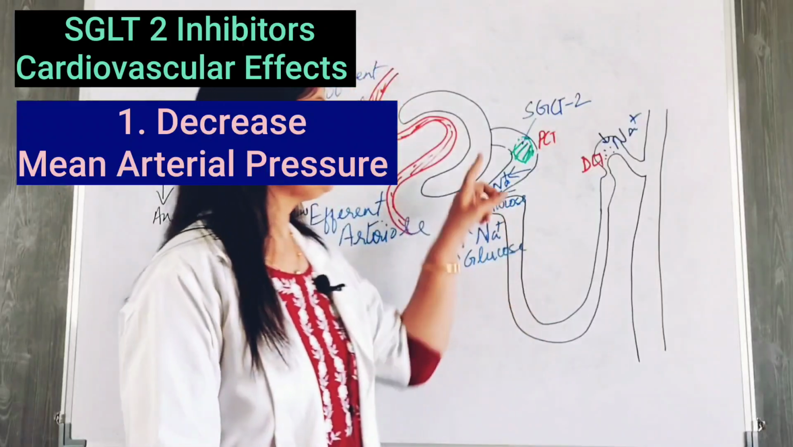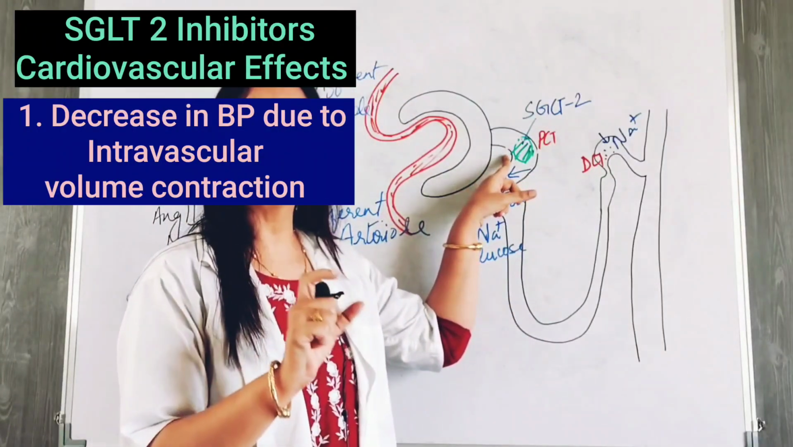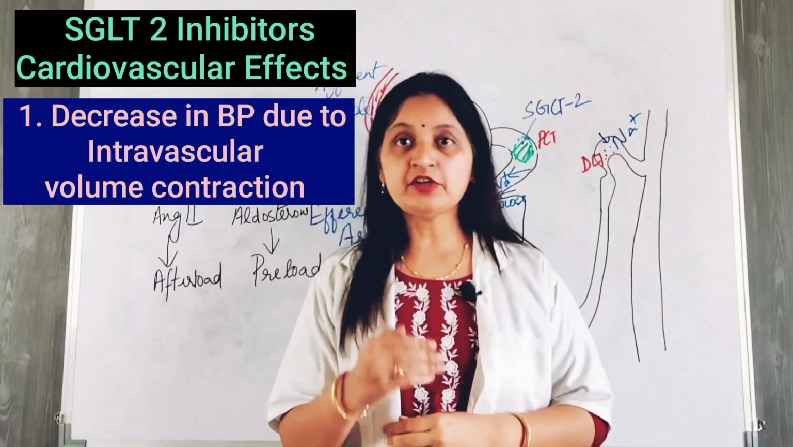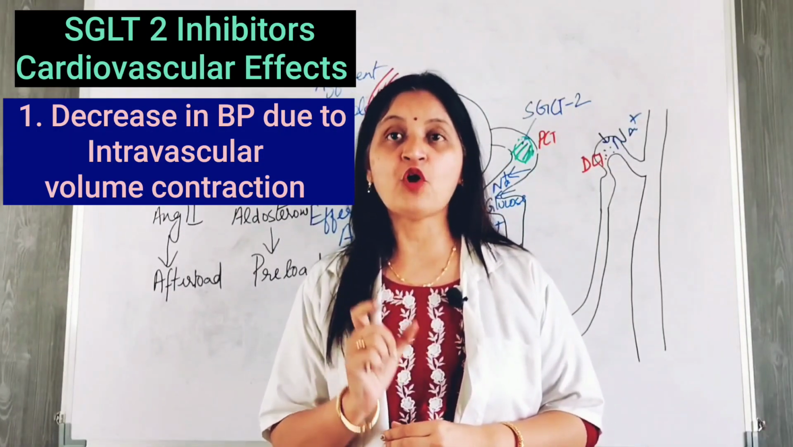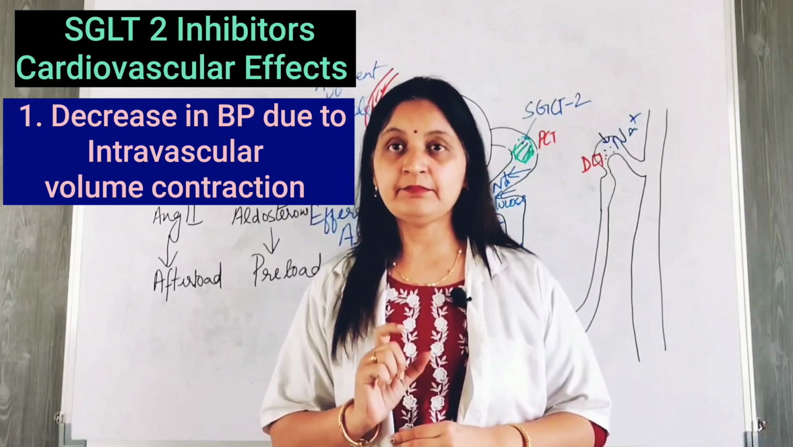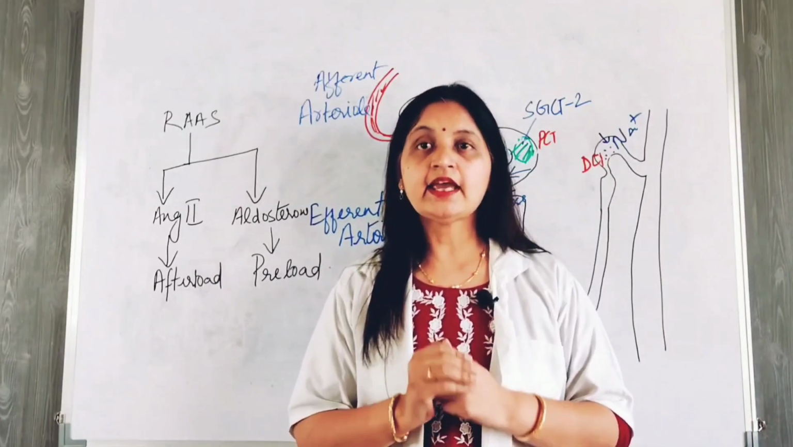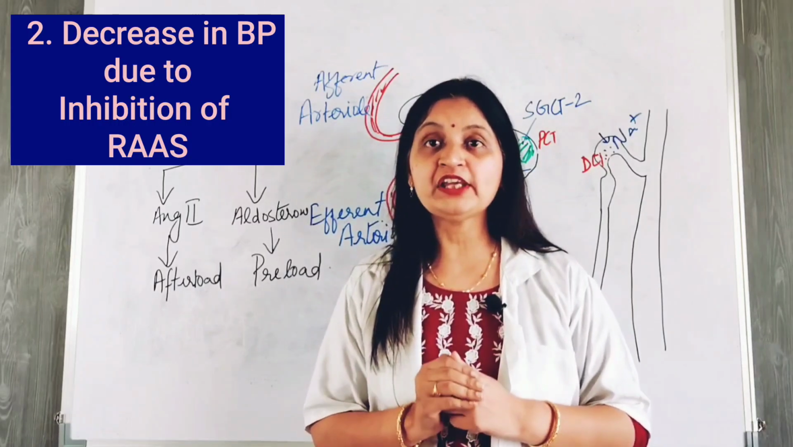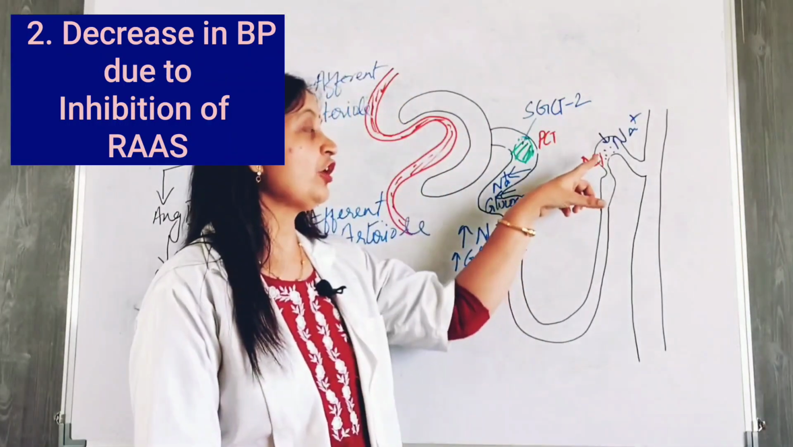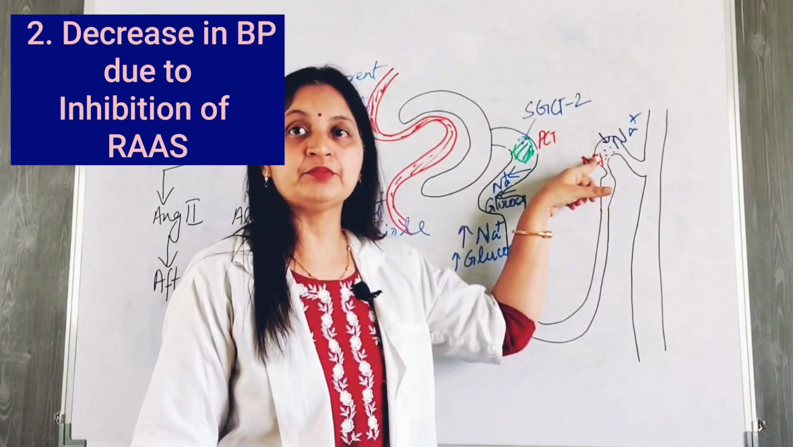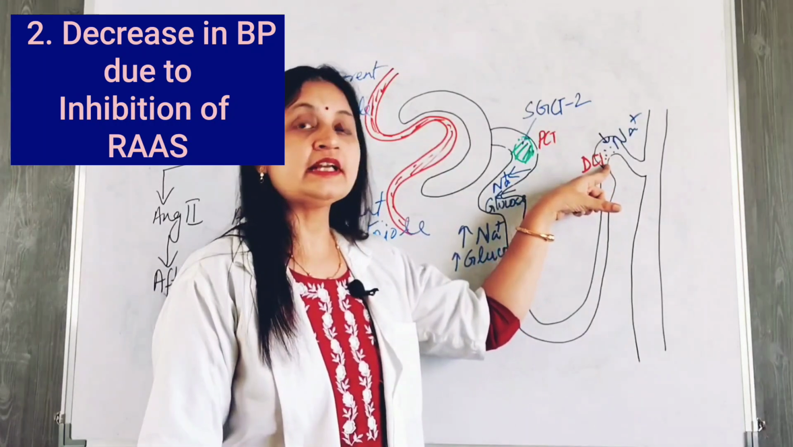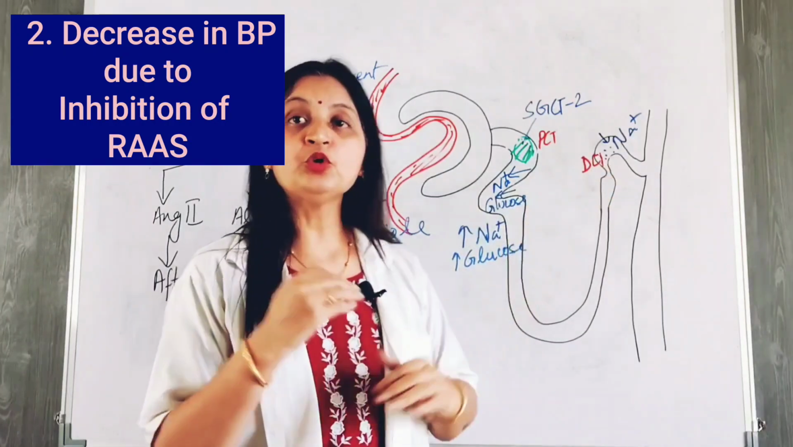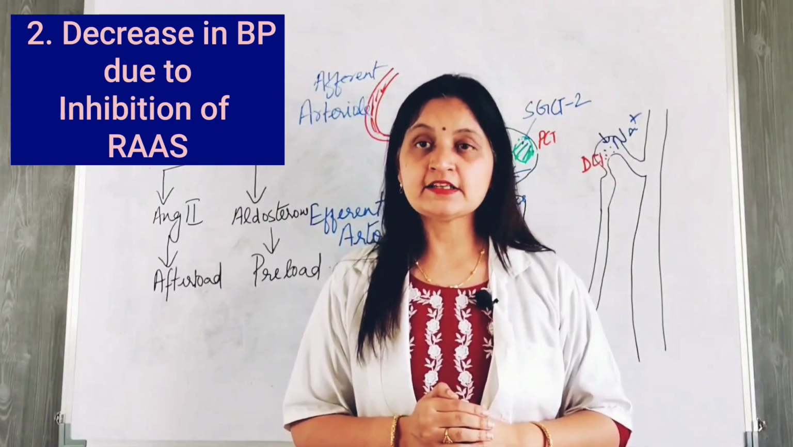As we have seen here, SGLT-2 inhibitors, by inhibiting the sodium glucose cotransporter, cause natriuresis, and increased natriuresis can cause intravascular volume contraction and decrease in blood pressure. Secondly, the SGLT-2 inhibitors, by inhibiting the sodium glucose cotransporter, cause natriuresis and increased delivery of sodium chloride to the distal convoluted tubule. In the distal convoluted tubule, there are specialized cells known as macula densa cells. These specialized cells communicate with the juxtaglomerular cells of the kidney.